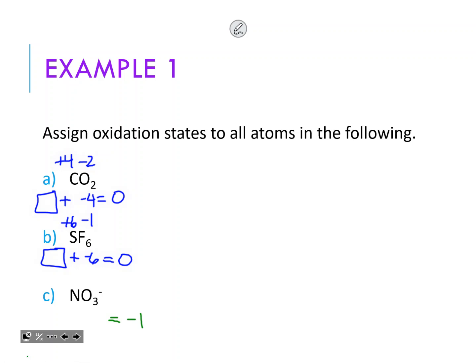Last but not least here, the nitrate. In this case, it has to add up to -1 because the charge on the nitrate is -1. Okay, oxygen here is going to be -2, so that's -6. So what must the nitrogen be in this case? This one's +5. Very good. Simple way of assigning oxidation states.